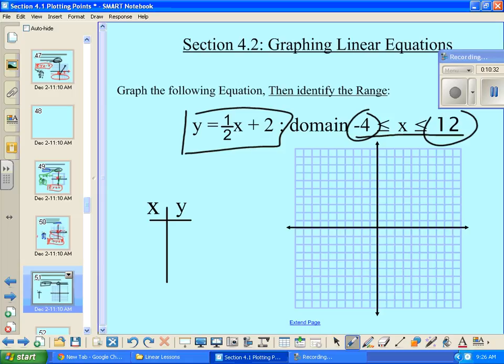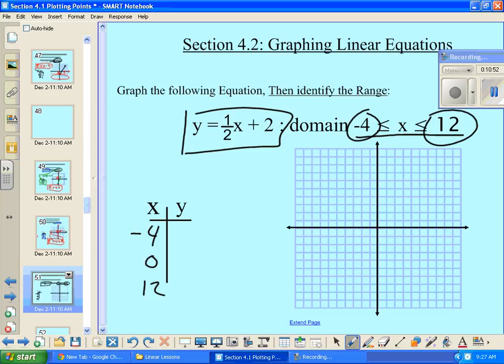So in this case, I can't go below -4. I can't go above 12. So I'm going to plug those two boundaries in for sure, -4 and then 12, and then just some number in between. It doesn't really matter what the number is. Sometimes I just like plugging in 0 because it's an easy number to plug in. So I'm just going to put that number in there, just to have 3 points and see that they fall in a line.